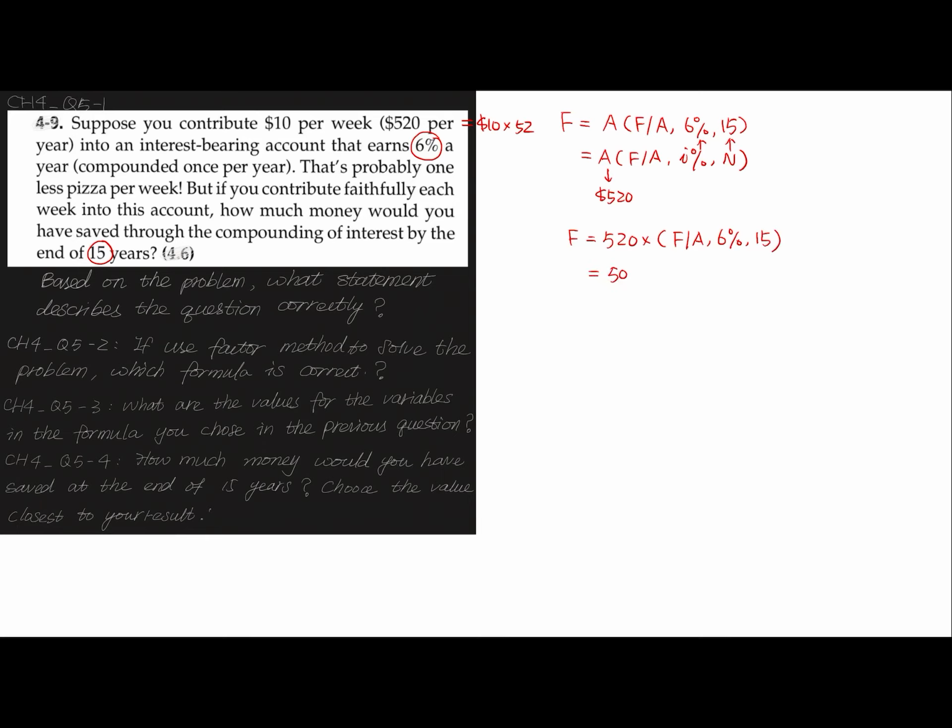You want to check your interest table to find the table of 6% and the header of F/A and the row of N equals 15, and then you're going to find your factor as 23.2760, and your answer is going to be 12,103.52. Okay.